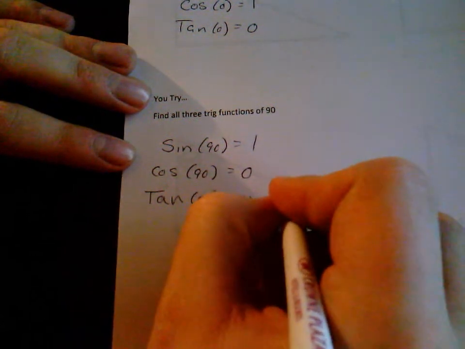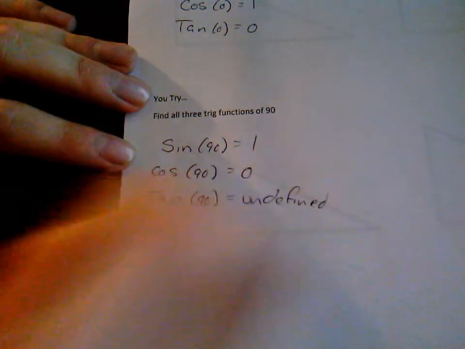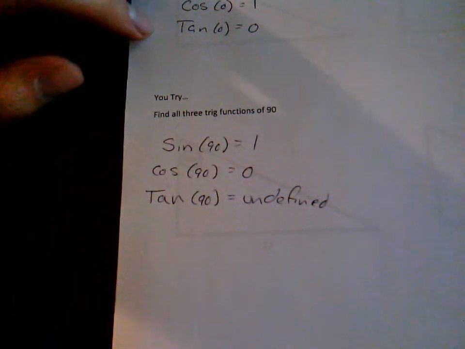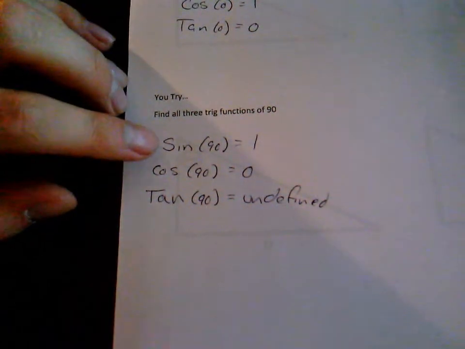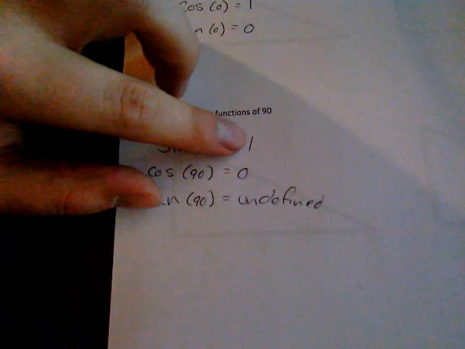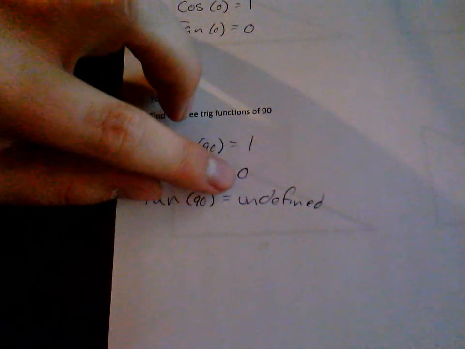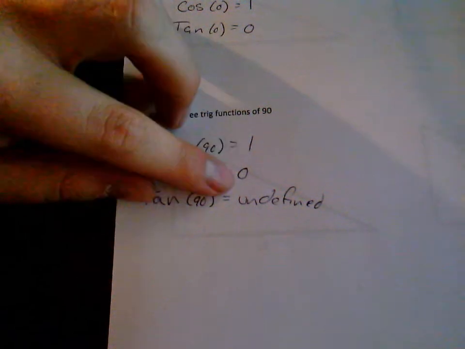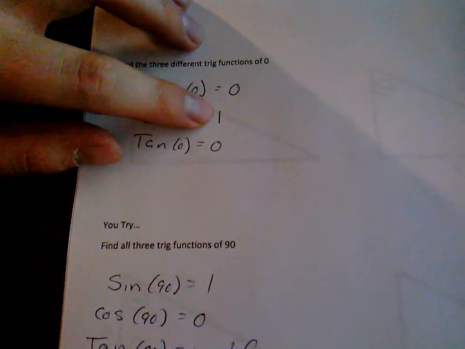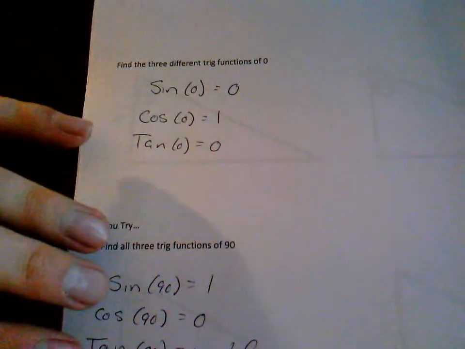It'll say error. Remember that tangent is always essentially sine over cosine. You're taking this top number divided by this bottom number. 1 divided by 0 is undefined, and that 0 divided by 1 up here is still 0. So that's why that works like that.